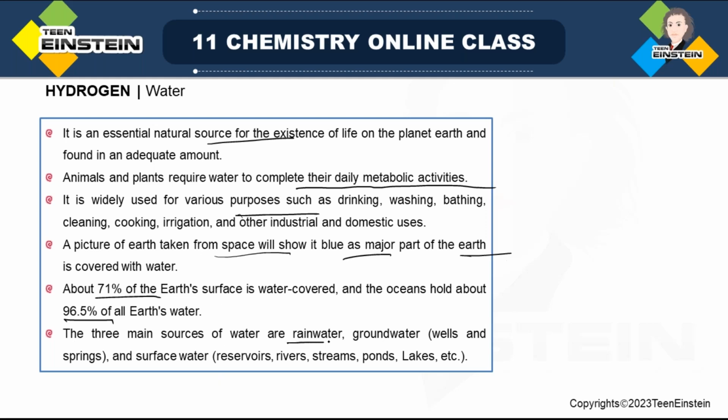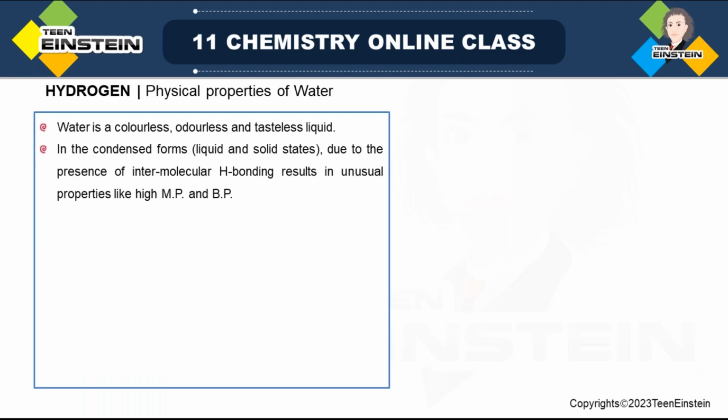The three main sources of water are rainwater, groundwater, which is present under the ground, that means wells and springs, and surface water. So rainwater, groundwater and surface water. Surface water examples: reservoirs, rivers, streams, ponds, lakes, etc. So these are the three main sources of water.